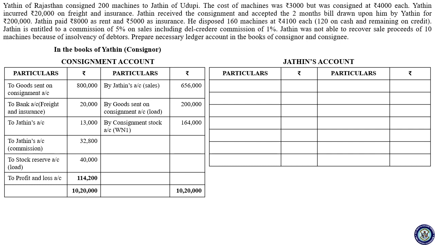That is Jatin's account. So if you want to write within the bracket, consignee. So first you have to transfer the sale value. It is by Jatin, so here it is to consignment. Then the expenses as well as commission. Here it is 2. So in Jatin's account it is by consignment and by consignment. First one is expenses and the second one is commission.